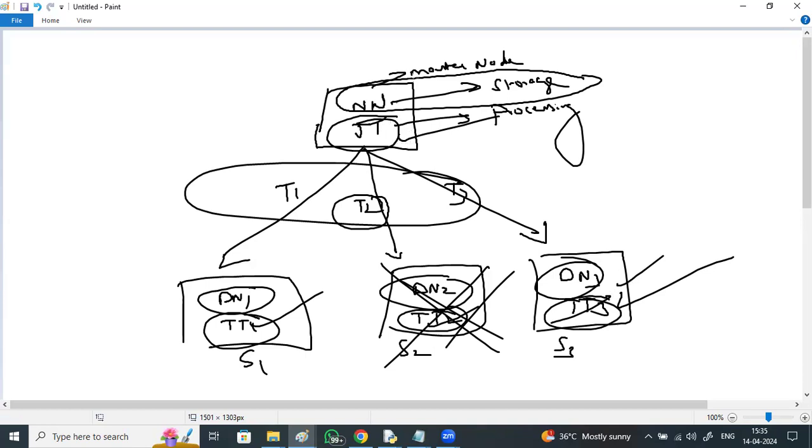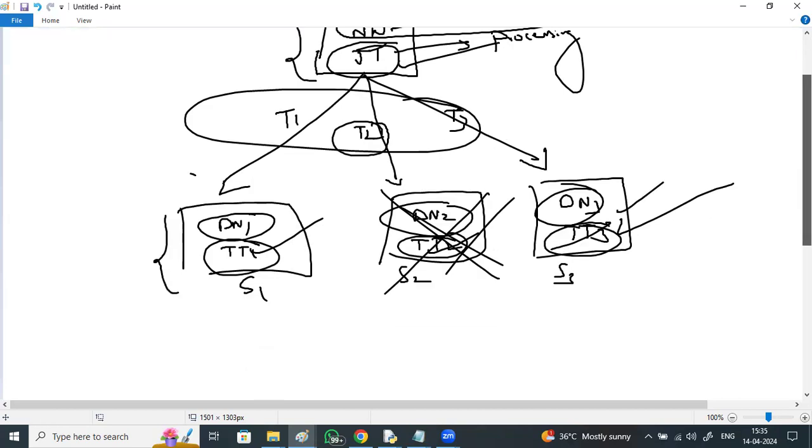So these are the services. Within the master node, we have 2 services, name node and job tracker. Within the slaves, we have data node and task trackers. Understood that, everyone? Yes, okay.